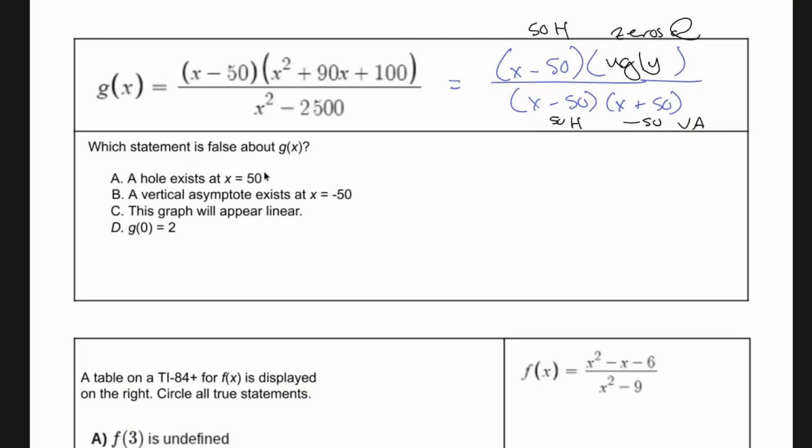Okay, which of the following statements is false? A hole exists at 50, that is true, which means I don't want you. A vertical asymptote exists at x equals negative 50, that is true, I don't want you. This graph will appear linear.